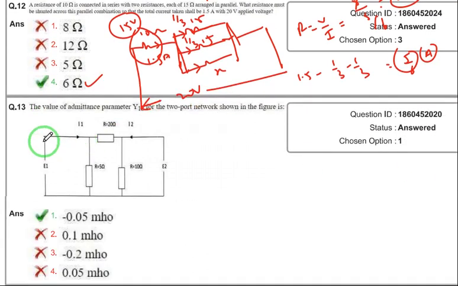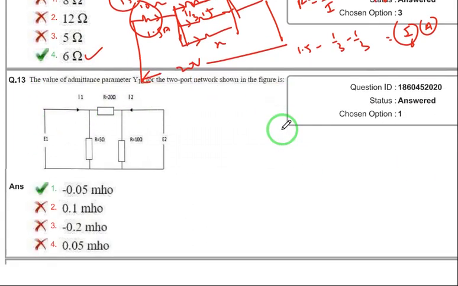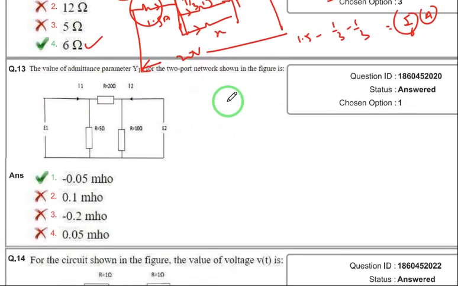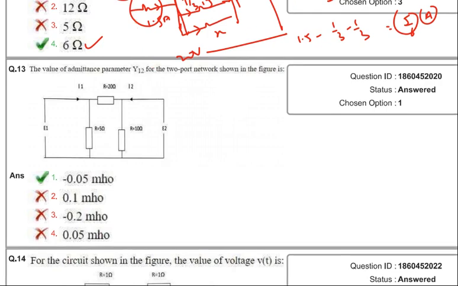Okay. The value of admittance Y12 is asked. Value of admittance Y12, you can see here. So we have to calculate the value of admittance here. So Y12 is nothing but minus YB. Minus YB is nothing but what? Minus YB. Here the resistance is given, no? So minus 1 by resistance. Minus 1 by resistance is minus 1 by 20. That is minus 0.05 mho. Okay. This is the correct answer.